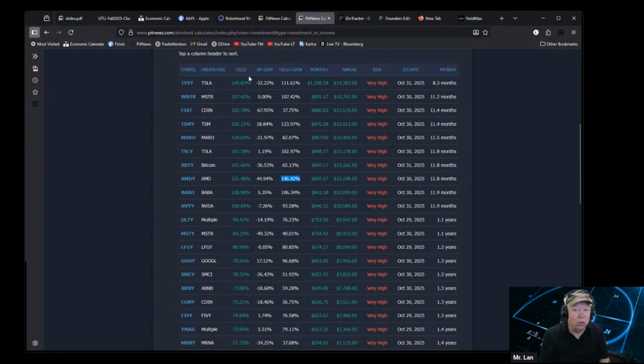So this is sorted by yield, but yield plus gain, because if they didn't have to pay out any insurance premiums that month, look at that. They got 44% on their 6-month gain for a 146% return. Isn't that unbelievable?